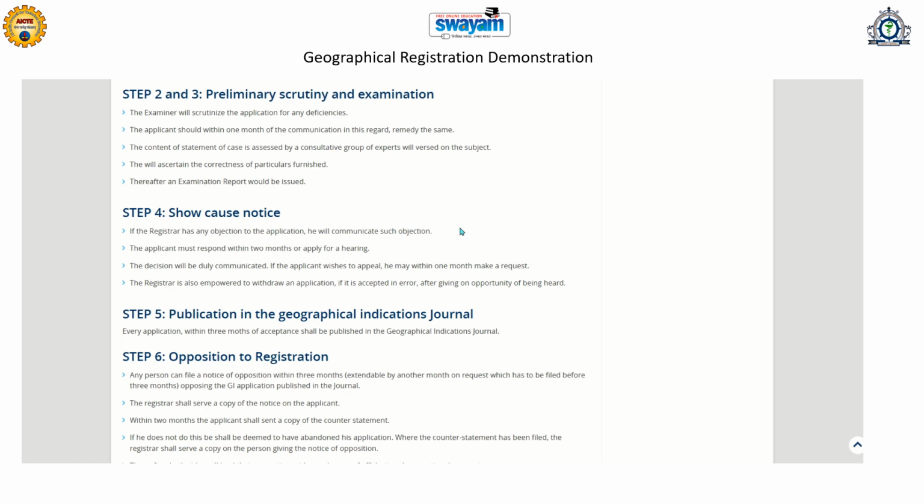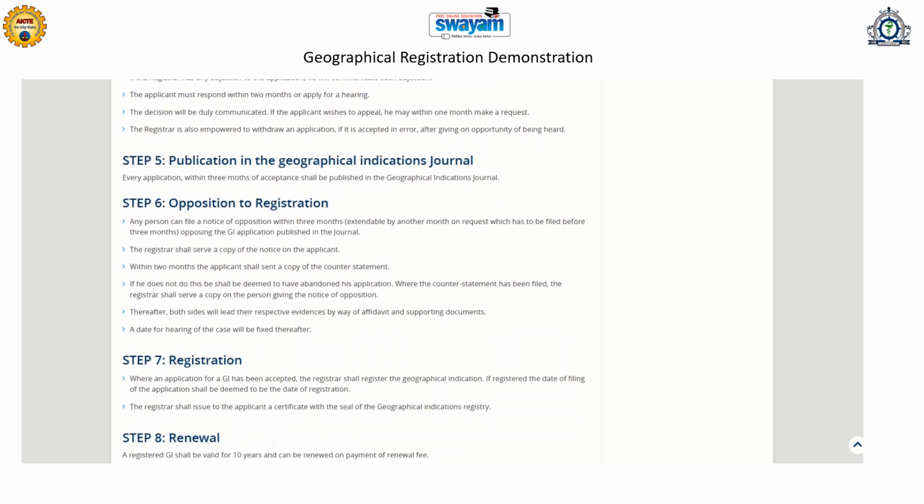If it is accepted, then there is publication in the Geographical Indication Journal, and after publication there can be an opposition to the registration. Every time there will not be an opposition, but whenever there is one, such a notice must be given within 3 months from the publication. Then the registrar shall serve a copy of the notice to the applicant, and within 2 months of getting that notice the applicant shall send the counter statement. If not, it will be considered an abandoned application, meaning no action will be taken.